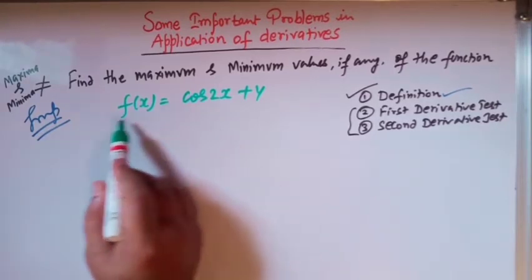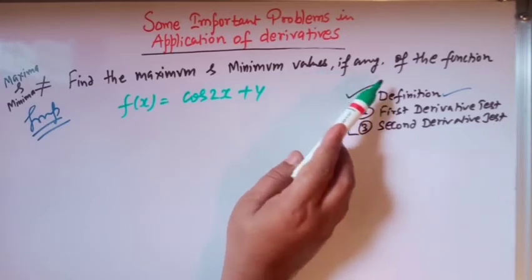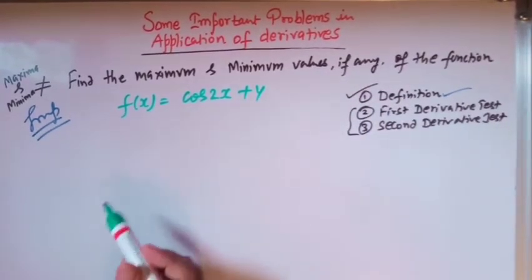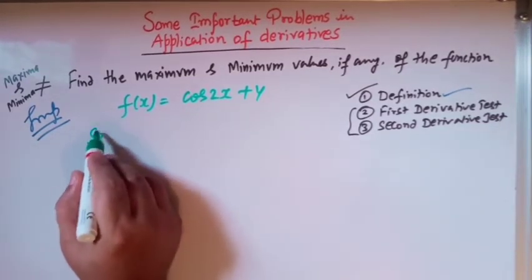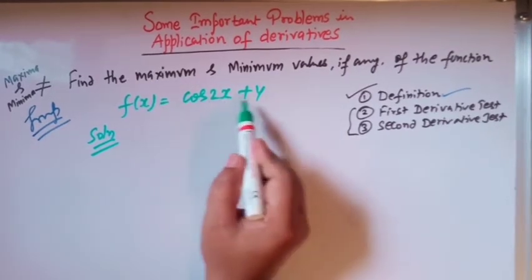Now viewers, let us take this problem. Here we have to find the maximum and minimum values, if any, of the function f of x equal to cos 2x plus 4. Now in the previous question we have discussed the maximum and minimum values of sine 2x plus 4.